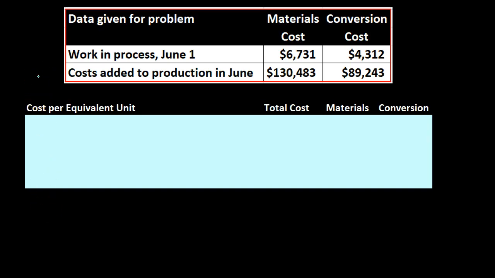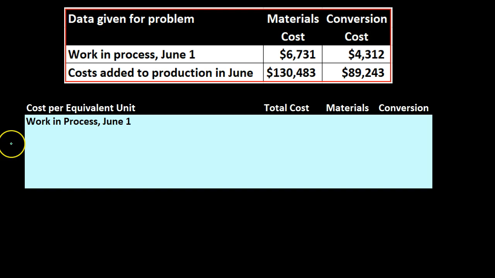Here's going to be our given data. Our data that is given, we're now talking about the dollar amounts. We're talking about the dollar amounts that were spent. We know what the dollar amounts are. What we don't know is how to apply those dollar amounts out between the various departments. So here's our given data. Work in process at June 1st for the material costs has 6,731. For conversion, 4,312. And then costs added to production in June, the current month that we are in, so the beginning costs and what we incurred, are 130,483 for materials, and the conversion is 89,243.